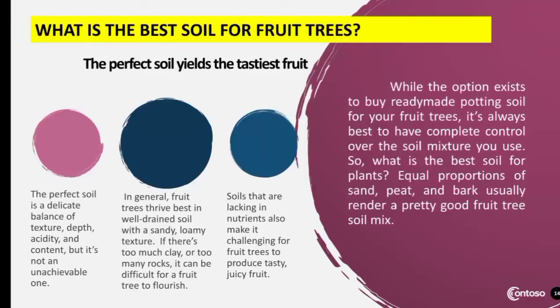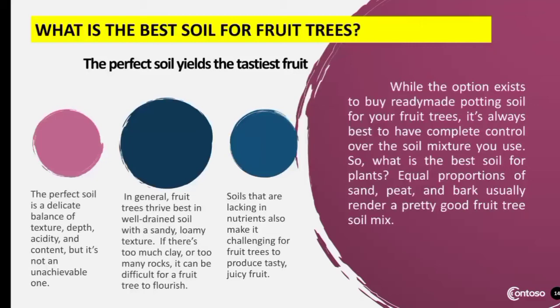So what is the best soil for fruit trees? The perfect soil yields the tastiest fruit. The perfect soil is a delicate balance of texture, depth, acidity and content, but it's not an achievable one, because perfect may not be productive, di ba? So in general, fruit trees thrive best in well-drained soil with a sandy, loamy texture. If there's too much clay or too many rocks, it can be difficult for a fruit tree to flourish. Soils that are lacking in nutrients also make it challenging for fruit trees to produce tasty, juicy fruit.